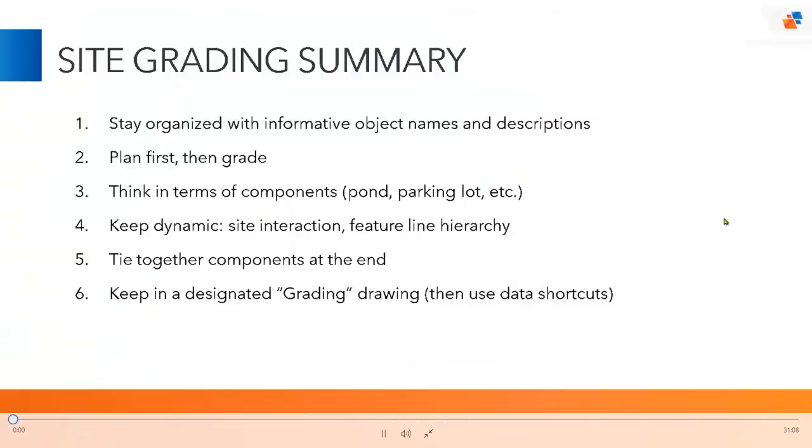We want to think about things in terms of components. I didn't dive into this concept today, but in a site plan, you're going to have parking areas, you're going to have ponds, you're going to have green site areas, and you want to make sure that you're building each of these small components out and then add everything together. We want to make sure that we're using effective, efficient components when we're talking about grading, so feature lines and grading tools and things that'll update automatically for us. And then we'll tie it all together at the end.